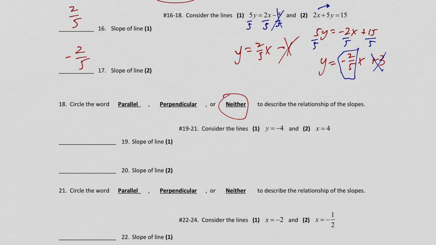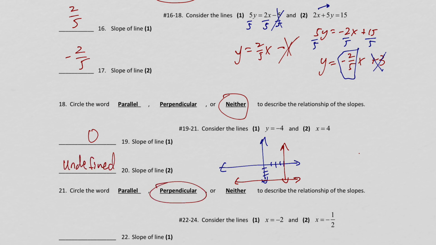Okay, y equals 4. If you think about what y equals 4 looks like, that's a line down here. And then x equals 4, you go over here, and that's a vertical line this way. So the slope of this is a slope of 0. The slope of this is undefined. And these are obviously perpendicular.